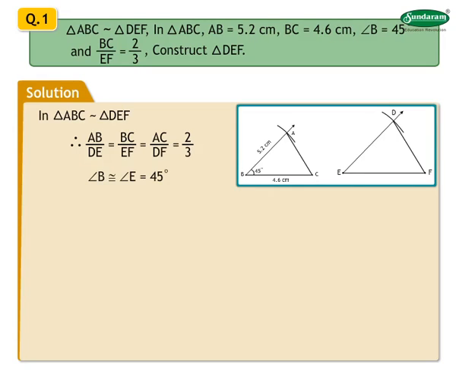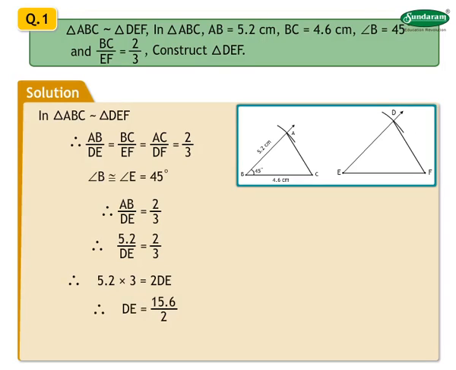To find the length of DE, it is given that AB upon DE is equal to 2 upon 3. Now, by substituting the value of AB as 5.2, we get 5.2 upon DE is equal to 2 upon 3. Therefore, 5.2 into 3 is equal to 2 into DE. Therefore, DE is equal to 15.6 divided by 2. Therefore, DE is equal to 7.8.